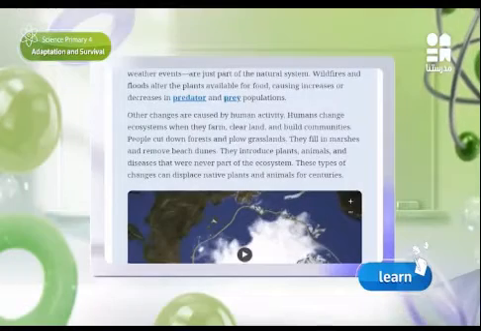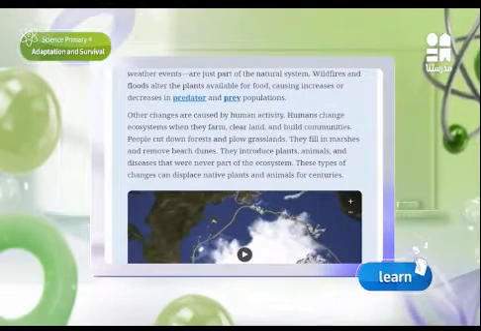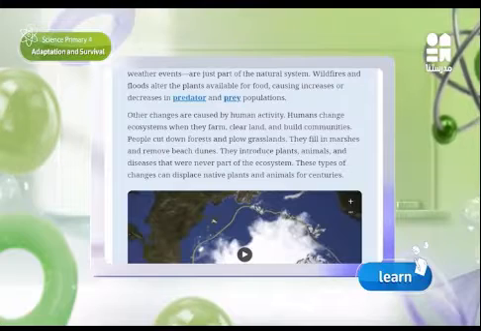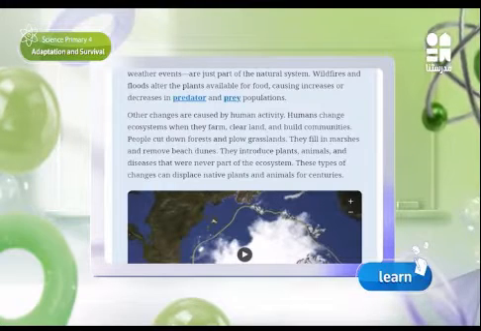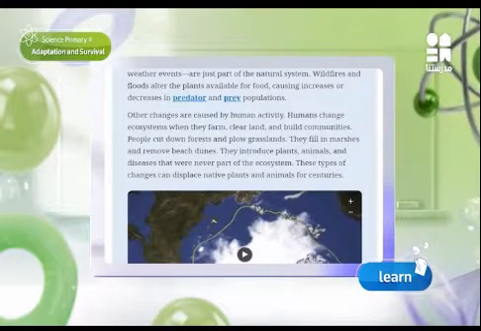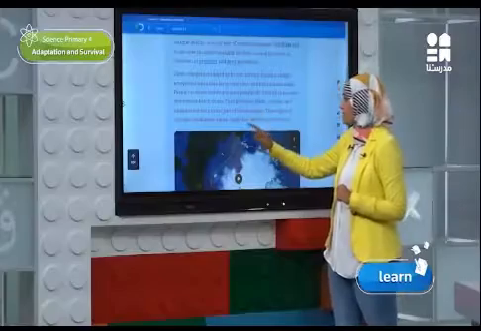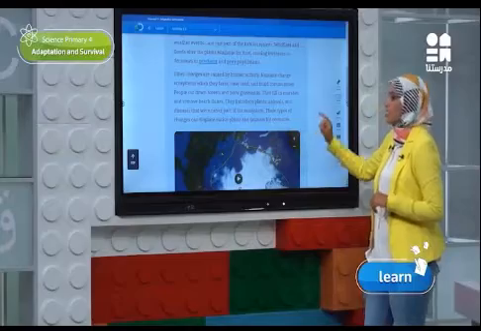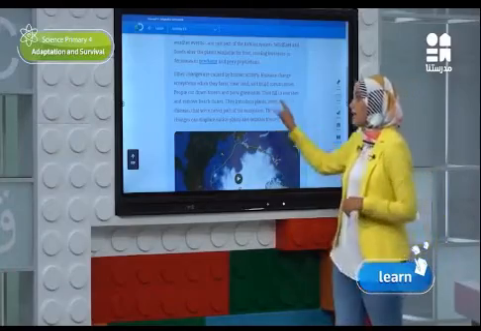They remove beach dunes. They introduce plants, animals and diseases that were never part of the ecosystem. These types of changes can, pay attention, displace native plants and animals for centuries. Here we are asked to circle, because this is the impact.